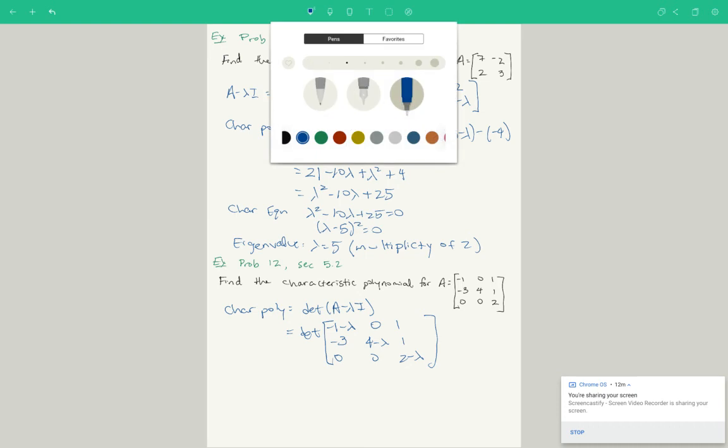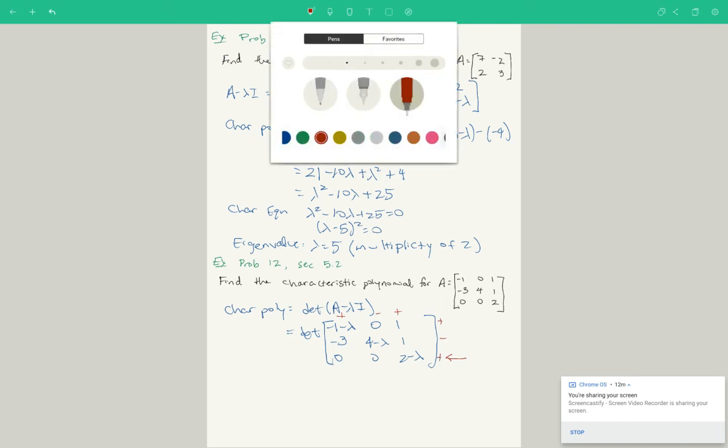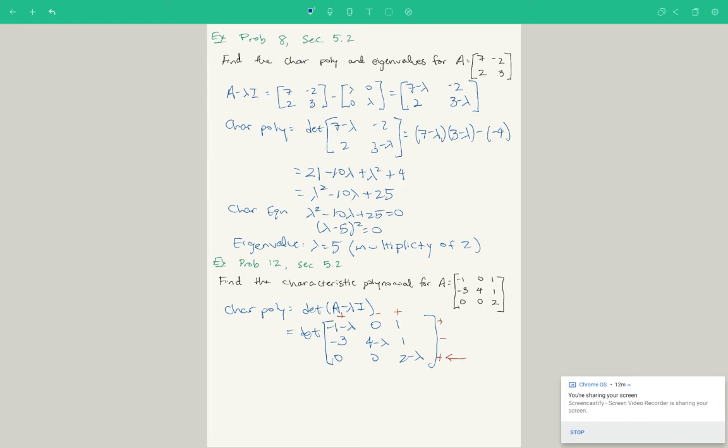And so because the third row has all zeros, I'm going to go ahead and expand along that third row. If we look at our checkerboard pattern, this is a plus minus plus along the first row. So if we go down this column, we've got a plus minus plus, so that 2 minus lambda is a plus. So to find the determinant, we do 2 minus lambda times the determinant of the 2 by 2 matrix that's left over when we remove the third row and third column. So that's minus 1 minus lambda, 0, minus 3, 4 minus lambda.